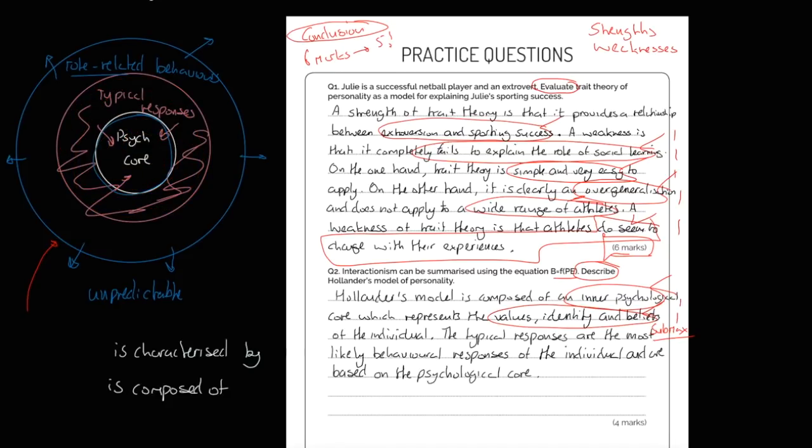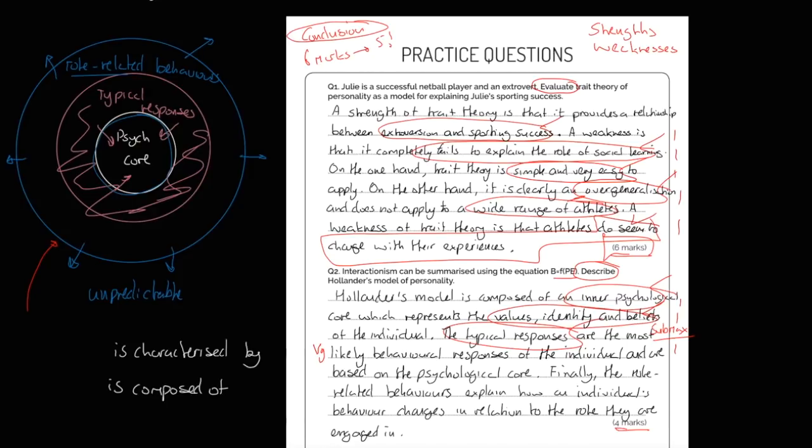No, it's there. The typical responses are the most likely behavior. So first of all, I've got typical responses are the most likely behavioral responses of the individual and are based on the psychological core. Most likely is probably going to get me a mark, but I'm going to just say for now that I'm going to put that down as vague so I don't get my 4th mark. And I go on to the last part. Finally, the role-related behaviours, and they explain how an individual's behaviour changes in relation to the role. And there I get my max.